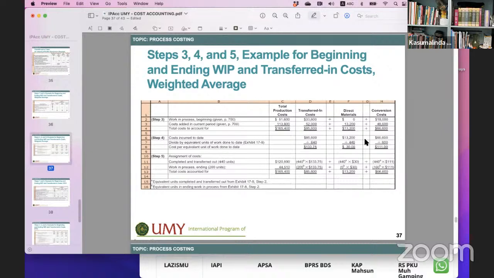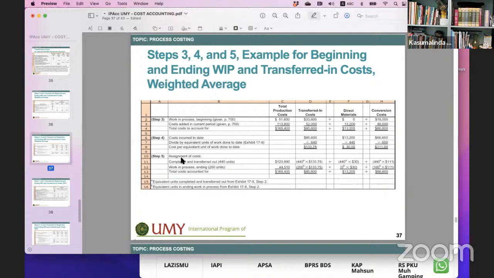Then the calculation continues, same as what we have seen before. We need to calculate the total cost to account for, because this is the direct method, so we need to include the cost from the beginning work in process also. And then we got this total, and this total will be divided by the equivalent unit that we have calculated in step 2. So we got the cost per equivalent unit for each of the costs.